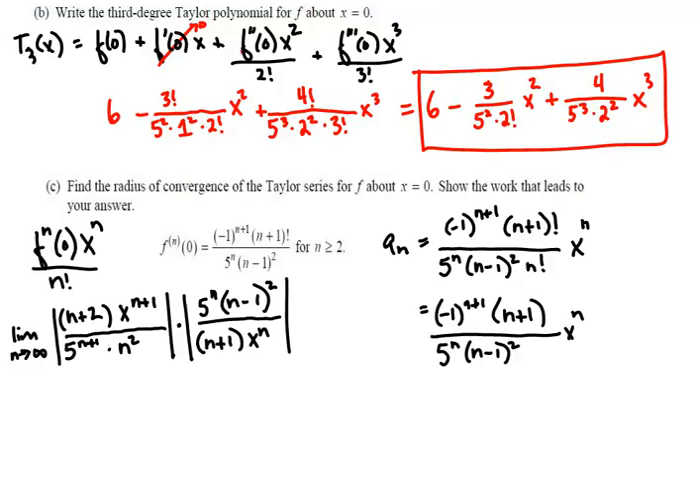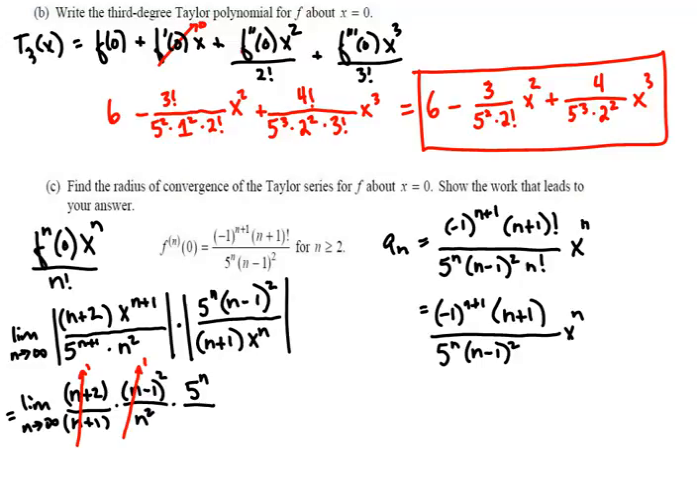Alright, so we can simplify this. First we have our n plus 2 over n plus 1, and the limit of that as n goes to infinity is just 1. And then we have n minus 1 squared over n squared, and by the same principle, as n goes to infinity, that's going to be 1. Then we have 5 to the n over 5 to the n plus 1, and that's going to turn out to be just 1/5.